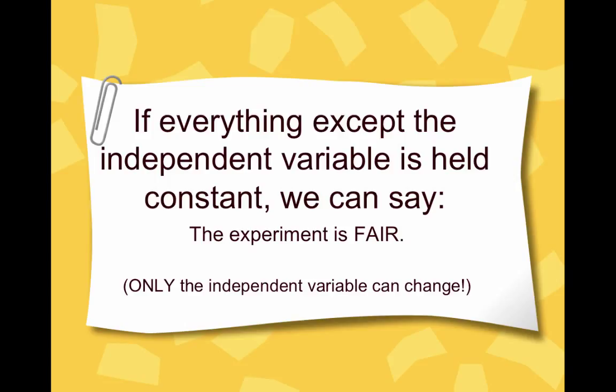So if we have everything except the independent variable held constant, then we can say that our experiment is fair. So only the independent variable can be changing from one group to another to make it fair.